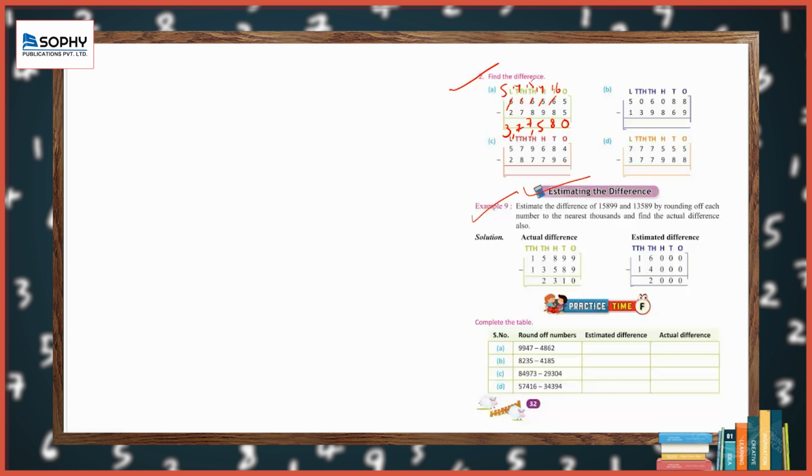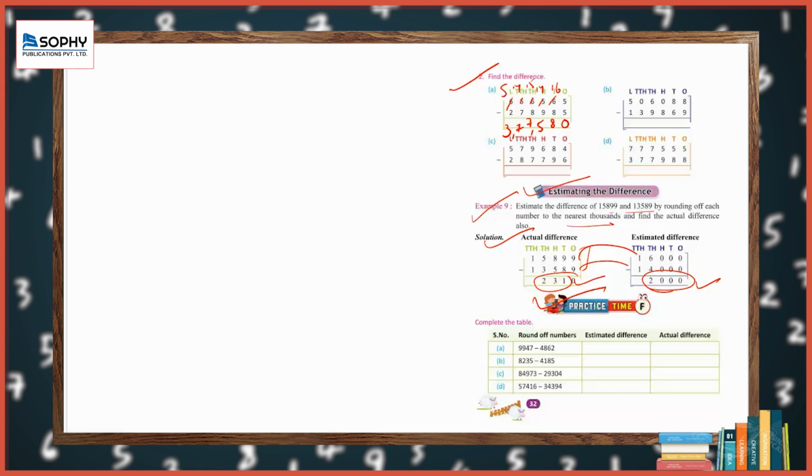Now let's look at estimating the difference, students. In example number 9, we have to estimate the difference of these two numbers by rounding off each to the nearest 10,000 and then find the actual difference also. So firstly, we will write the values in the place value chart and then we find the actual difference. After that, we will round off the first term to 16,000 and the second term to 14,000, and the estimated difference is 2,000, students.